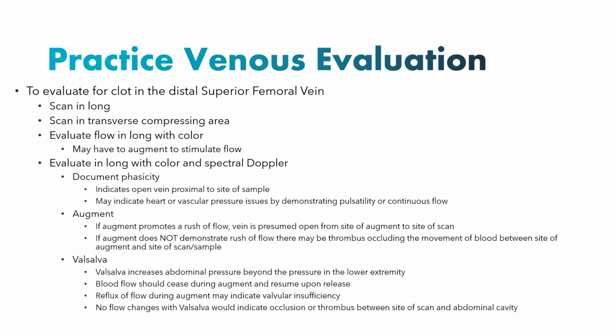Your next step would be Valsalva. So as you're documenting pulsatility, again, you're going to have your patient take a big breath in and perform Valsalva. That Valsalva is going to increase the abdominal pressure, cutting off the forward motion of the venous flow in the lower extremity. And it can also document if there's some reflux there, which would indicate a high pressure venous system or even some faulty valves. If the blood flow fails to cease during this time, it would mean that there's some sort of obstruction between your site of scanning and where the abdominal pressure is increased. So that would indicate that there could be some clot proximal to where you happen to be scanning.